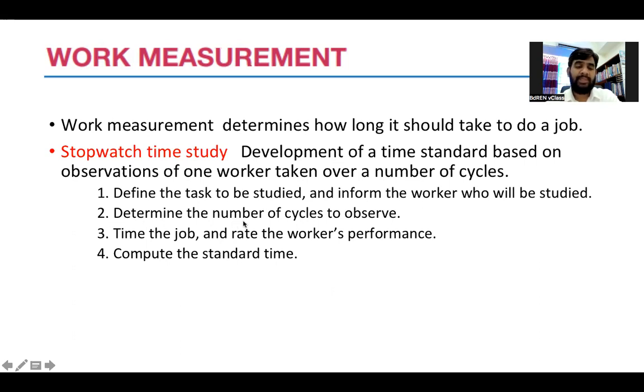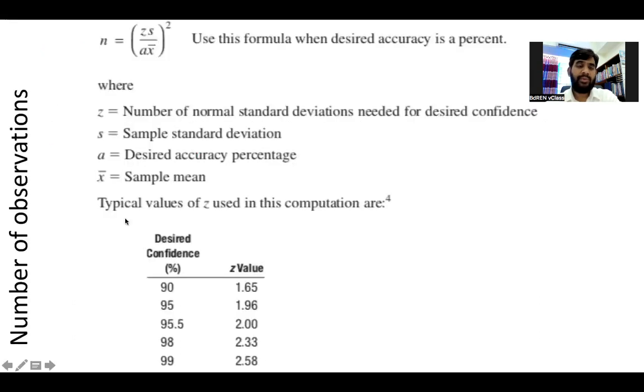Second step, number of cycles. We are going to check how many times you will check the time, or how many observations you will take. Here, N means number of cycles. How many times you will check cutting? First time, second time, third time.